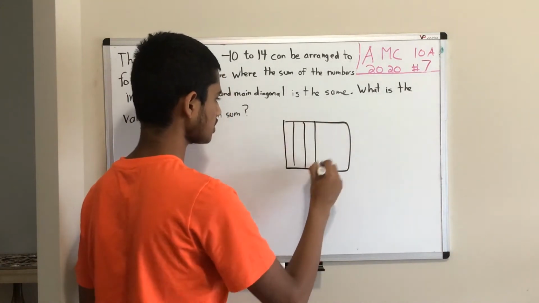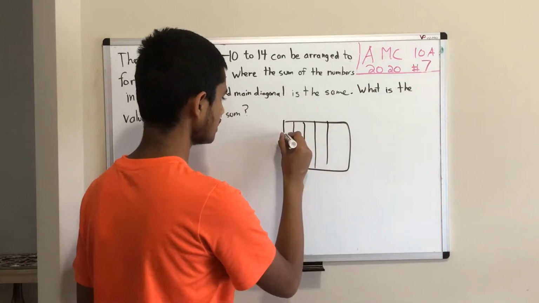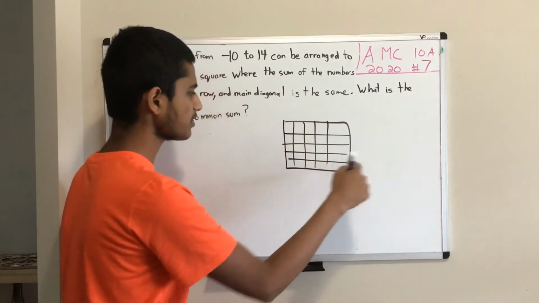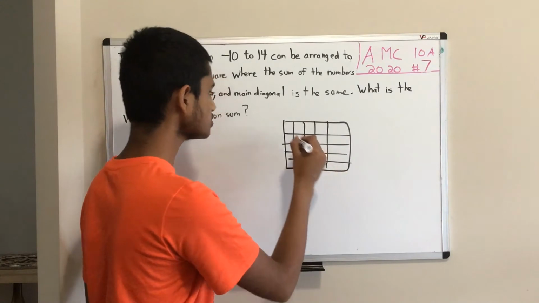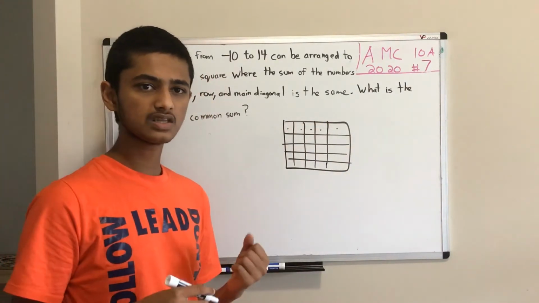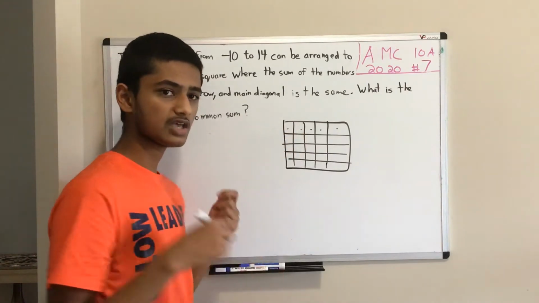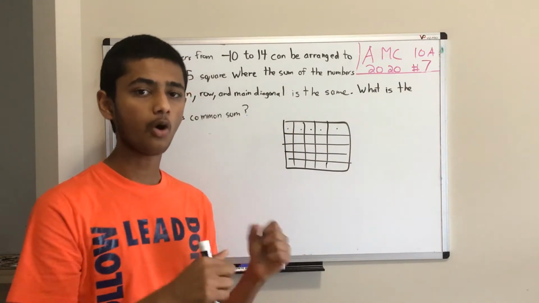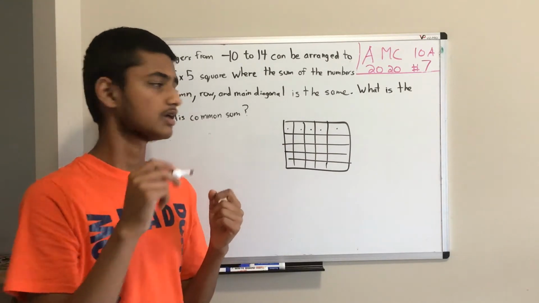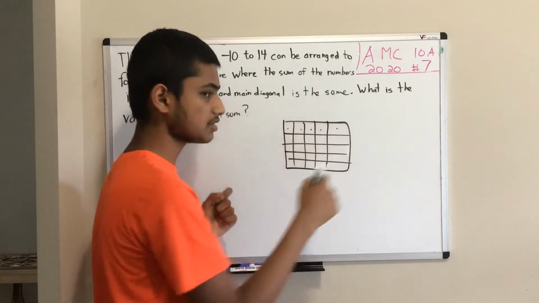So this square can be broken up into 5 parts. So this is a 5x5 square over here. And without loss of generality, if we look at every single one of these rows, since there are 5 rows, it must mean that the total sum of all the numbers in this box divided by 5 must be the sum of each individual row.